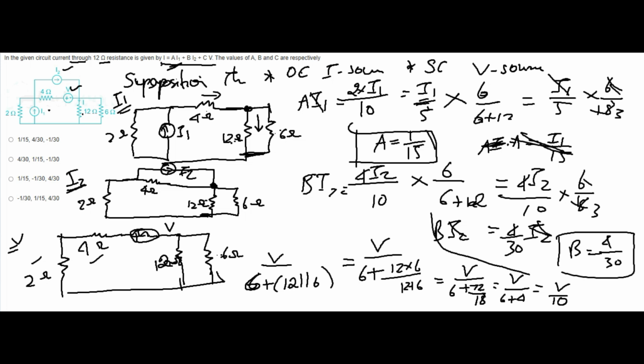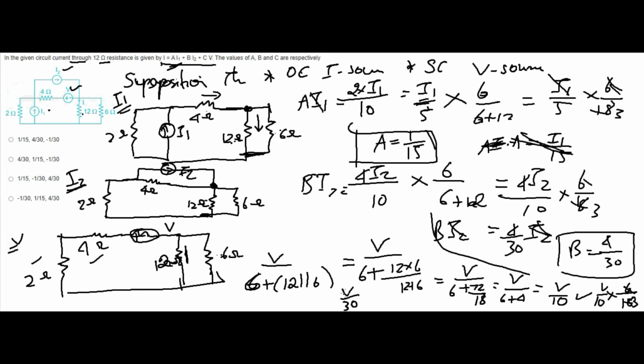After finding this V by 10, listen here, you just want to find the current through this 12 ohm, is it right? So V by 10 into the opposite of 12, which is 6, divided by 12 plus 6, 18, is it right? If I make a cancellation, 1 by 3. So V by 30 will be what we get.